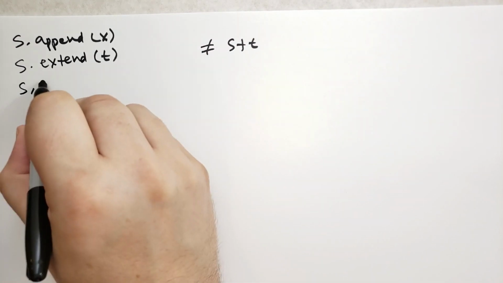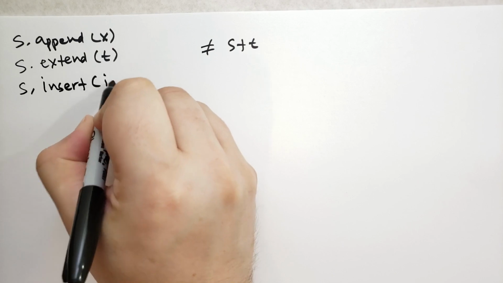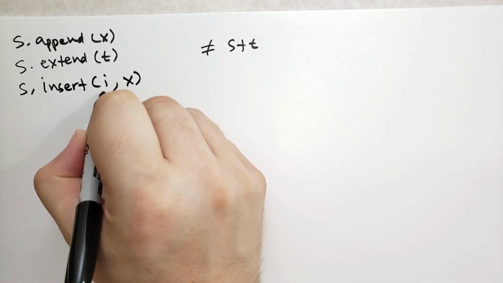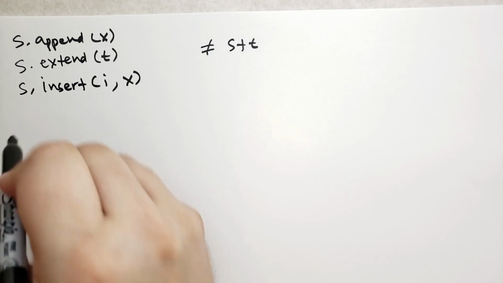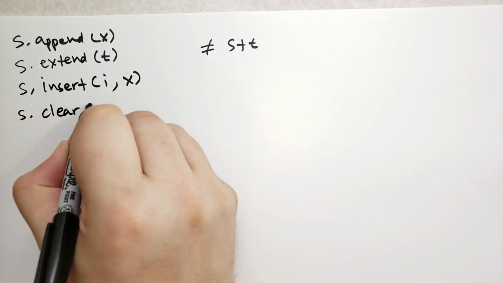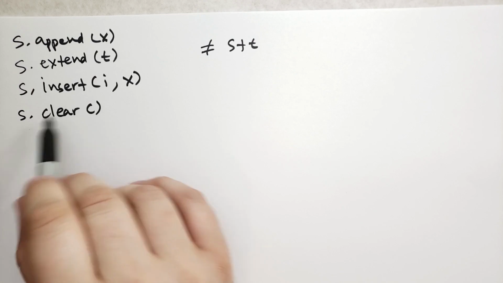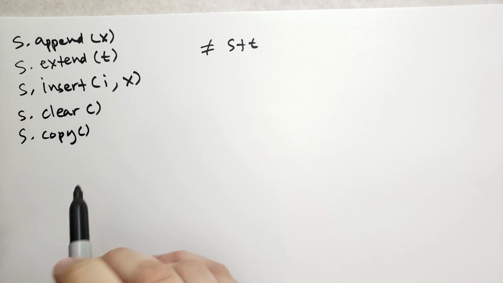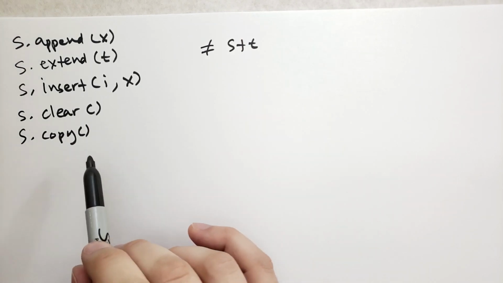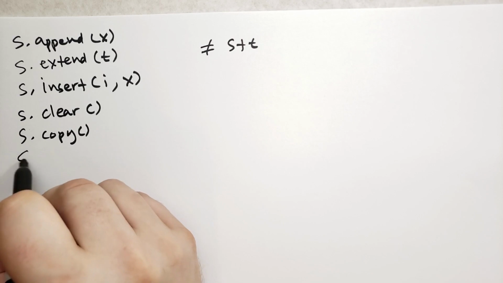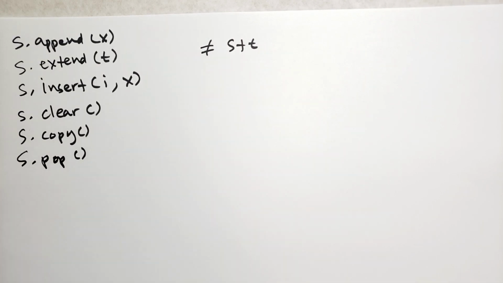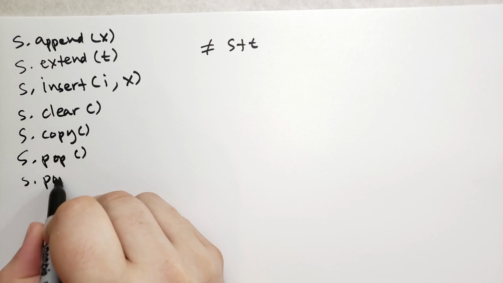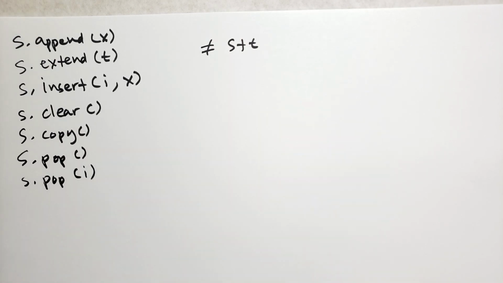We can insert elements at arbitrary locations using insert. So we pass in the position we want to insert the element in and the element we want to add. We can entirely clear the list using clear, which will change the list so there are no elements in it anymore. We can create a copy of the list. This will return a new list that's exactly the same as the old list. We can pop the last value off the end of the list using the pop method, or if we wanted to pop from some other position, we can pass in the position using i. This will raise an index error if the list is empty or that's an invalid index.